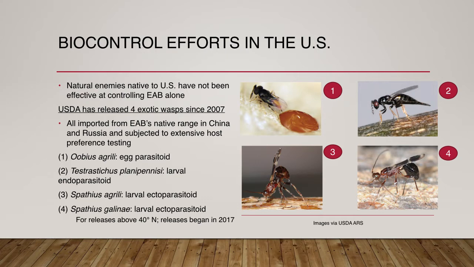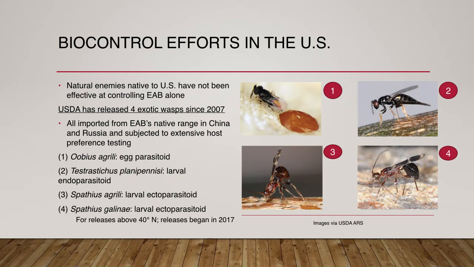So there are 4 main species that are the focus of this program. Oobius agrili is an egg parasitoid, and then 3 larval parasitoids. Tetrastichus planipennisi is an endoparasitoid, and 2 ectoparasitoids, Spathius agrili and Spathius galinae.